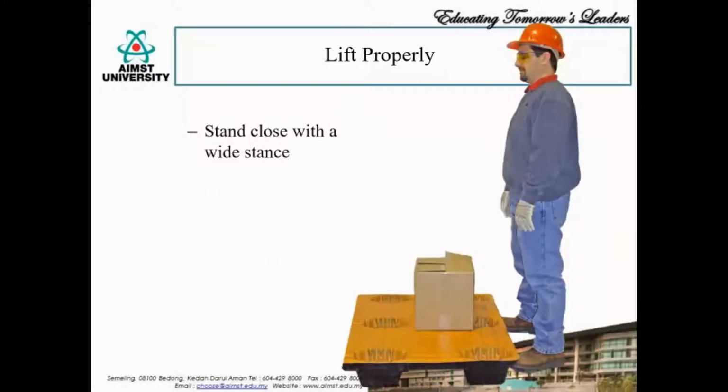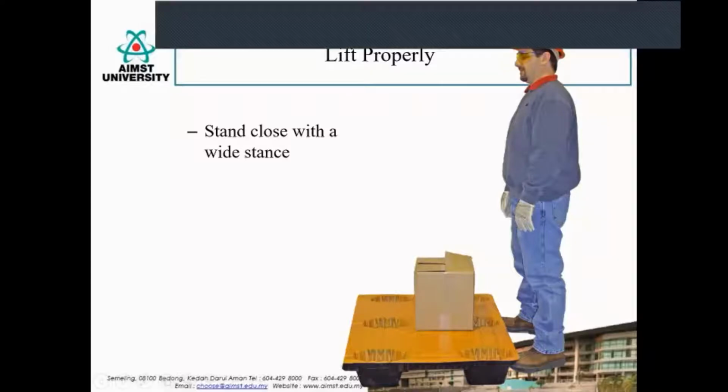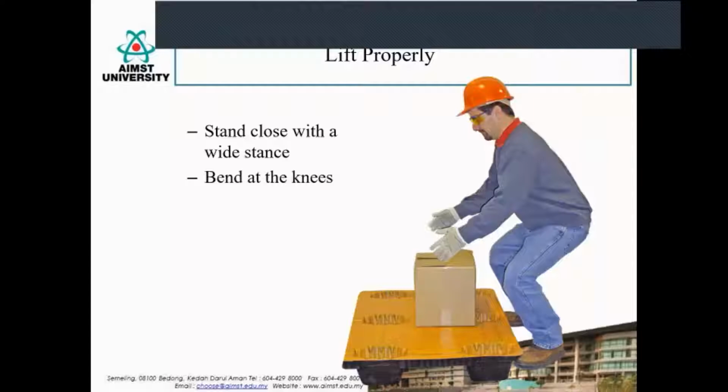Then next, how to lift the object. First, this is how to lift a regular shape object. Regular means a rectangular or square-shaped object. First thing, you stand near the object in a wider stance. Can you see here, in a wider stance? He has to stand near the object in a wider stance. Why a wider stance? Then only the base of support will be bigger, so the person will be able to lift the object properly and move.